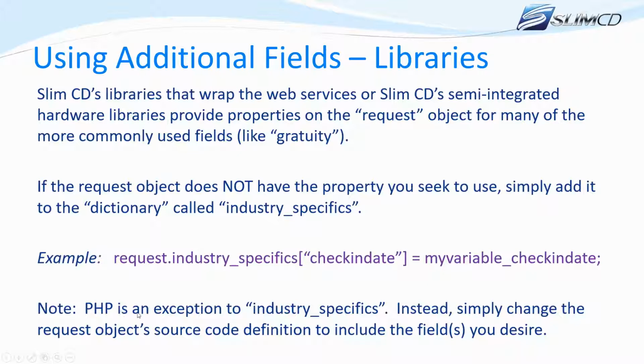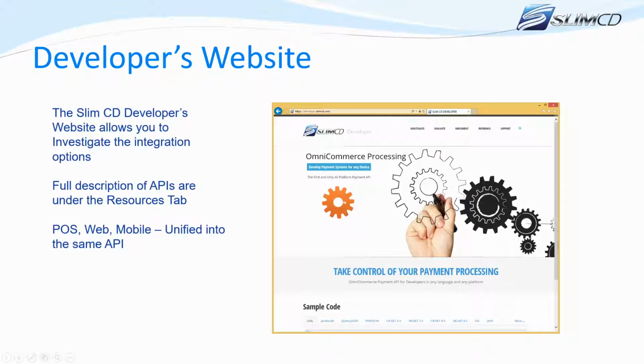Now PHP is an exception to that. We don't have an industry specifics dictionary there. Instead, you have the request objects in the source code. Just add them to your definition of your request object and they'll be posted over. In the actual HTTP or XML, they're all flat anyway, so it doesn't matter. Simply extend them as you'd like.